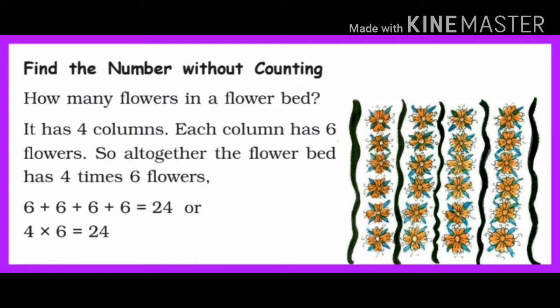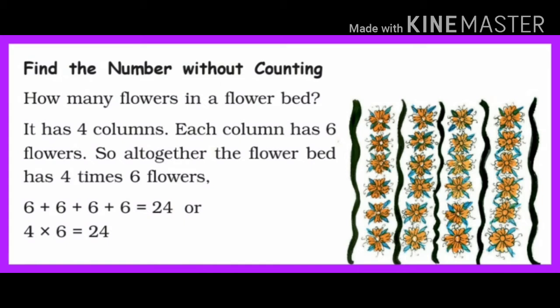See, in the picture you can see it has 4 columns. That means it has 4 lines. Each column has 6 flowers. If you count in one line, there are 6 flowers. So, altogether the flower bed has 4 times 6 flowers.